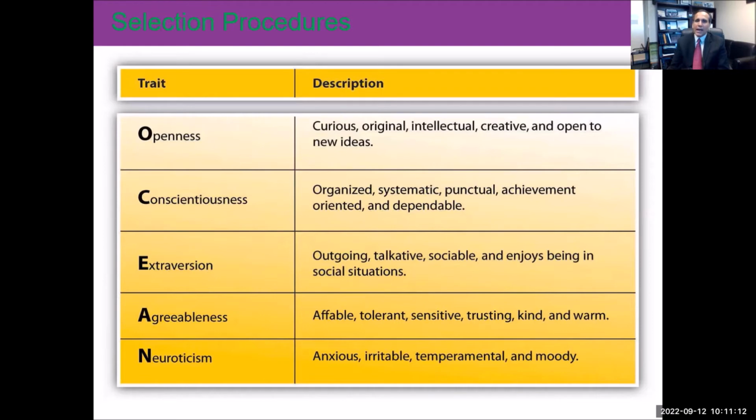However, high scores on neuroticism means that there might be high levels of anxiety, being irritable, and being temperamental and somewhat moody. So again, you would hire people who are low on level of neuroticism, but high on agreeableness, extroversion, conscientiousness, and openness. So this is another personality test that can be used to select individuals that might be a good fit for your department.